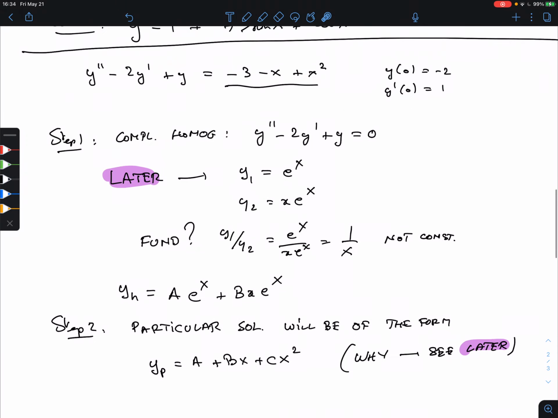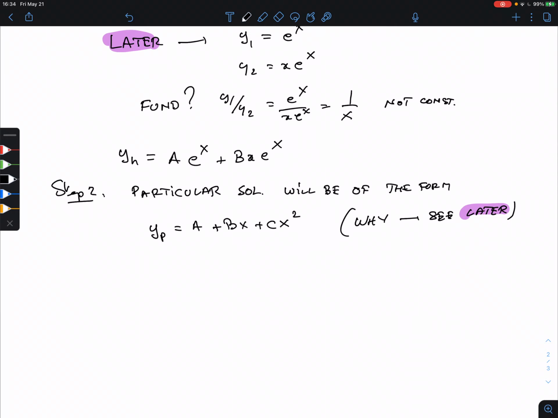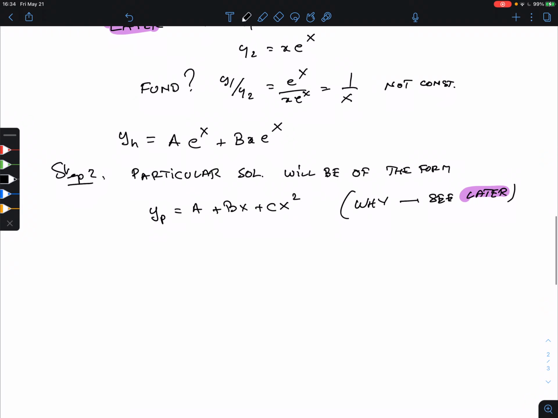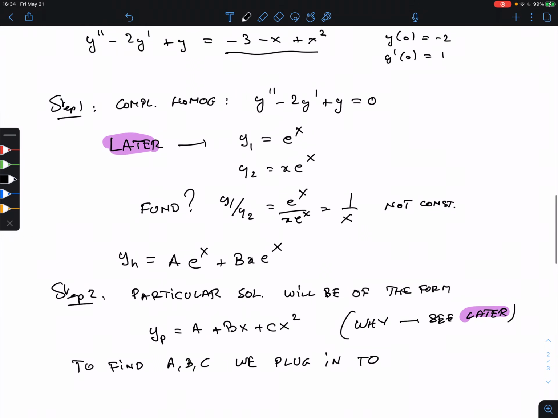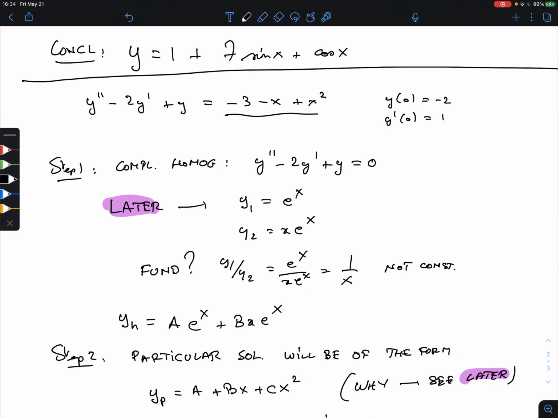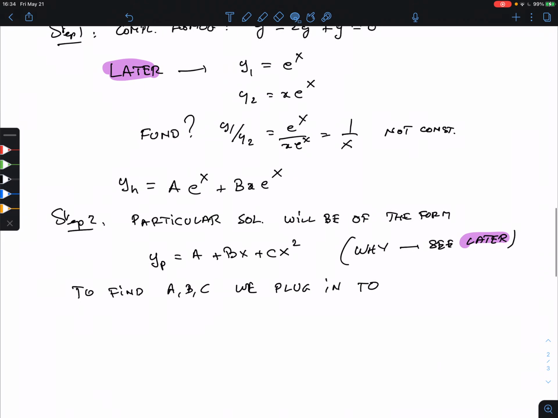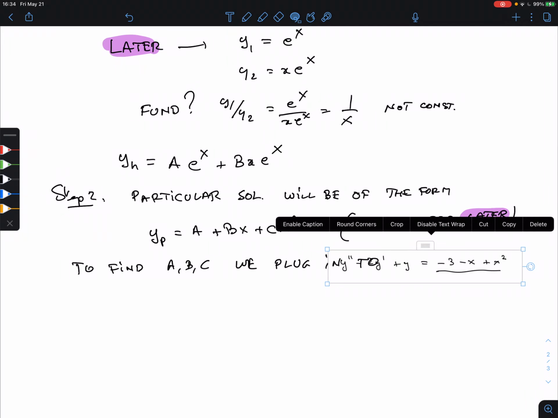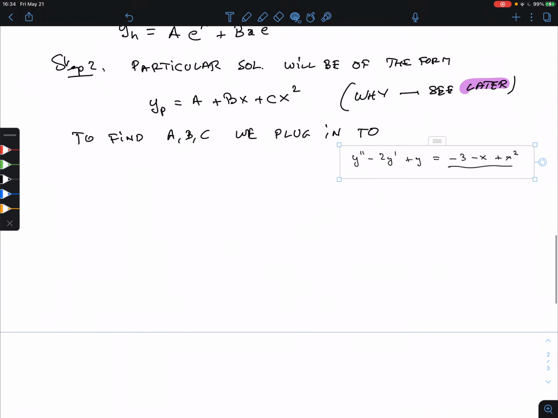So how do we do this? This is what is called later on the method of undetermined coefficients. We have to determine A, B, and C. So to find A, B, and C, we plug into the differential equation, this one. Let me copy it. Notice that plugging in means that we need to know what y prime and y double prime are. So let's calculate.